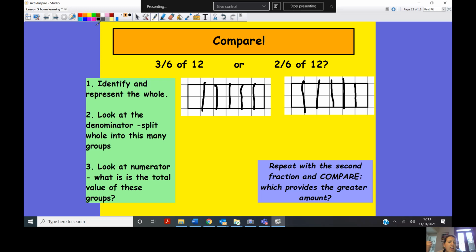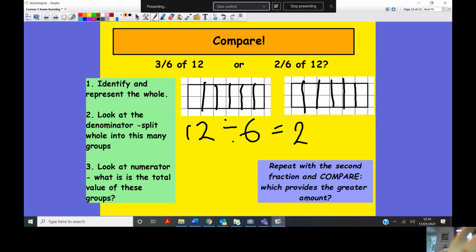So I need to look at my numerator. What is the total value of these groups? So into 6 equal groups, I need to look at how many is 12 if I split it between 6 equal groups. I can obviously do 12 divided by 6 to help us, but we can also look in each group. We've got 1, 2 in each. If I split 12 between 6 equal groups, I have two in that equal group.